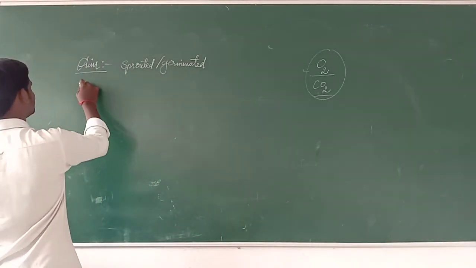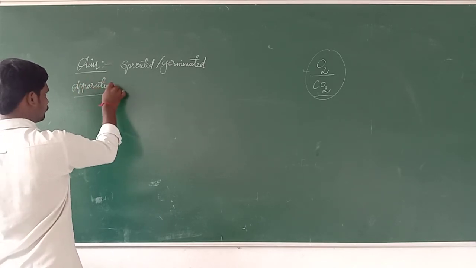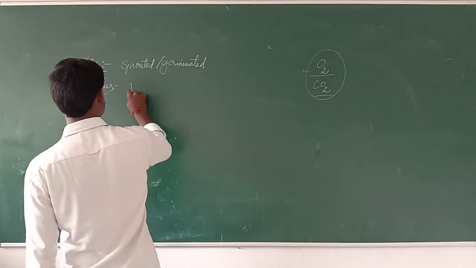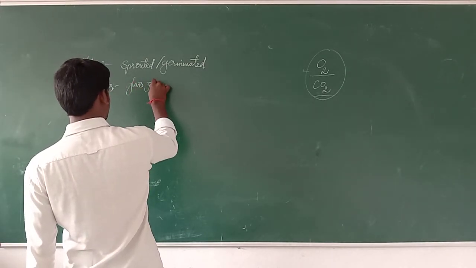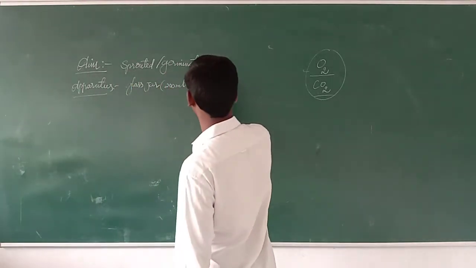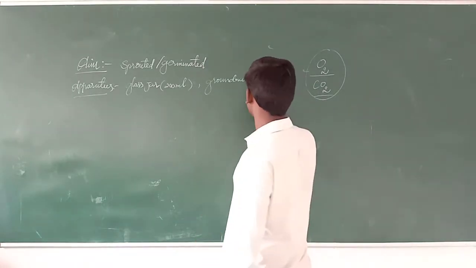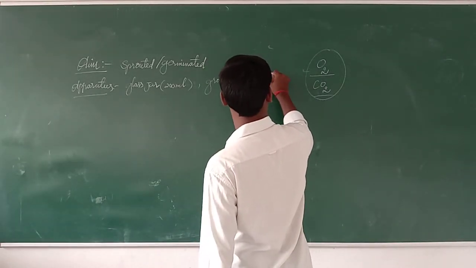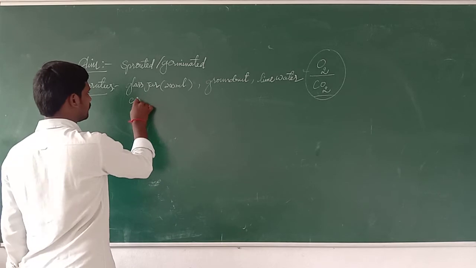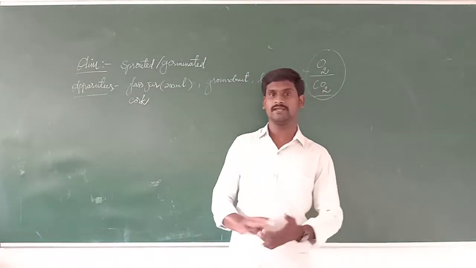And for our procedure, we need some apparatus. We need a glass jar of 200 ml. It should be a transparent glass jar, and we need some groundnut seeds, and we need some lime water, and we need a glass jar lid or a cork. These are the materials we need.